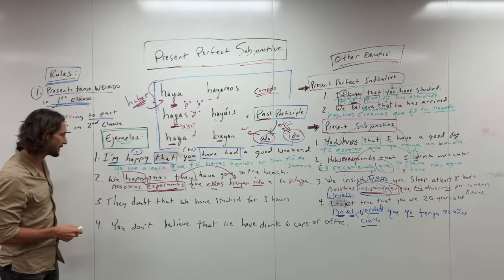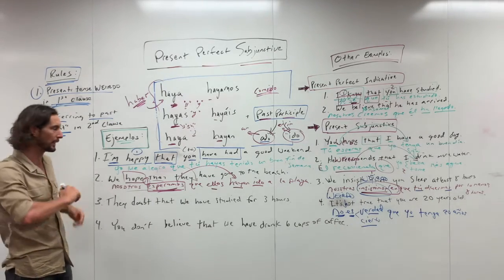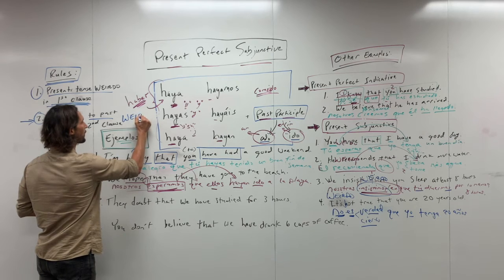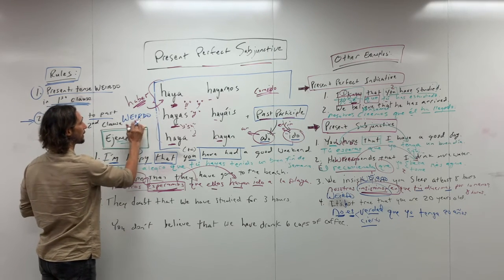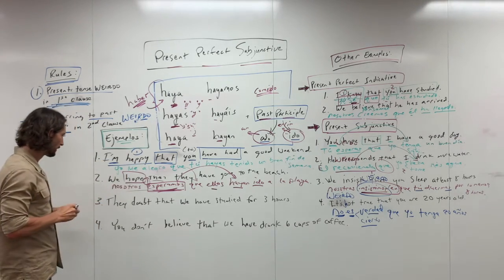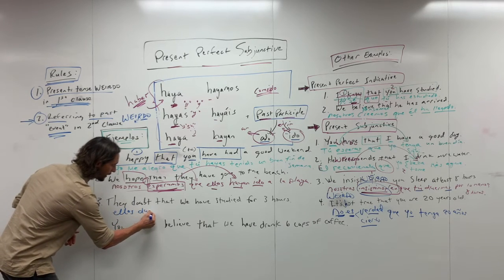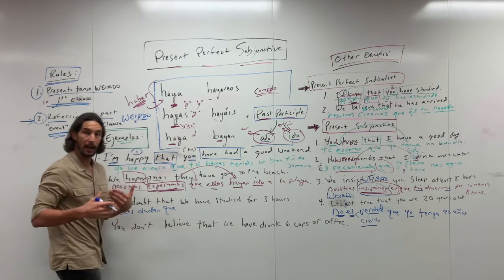So we have, they doubt that we have studied for 3 hours. So we have doubt, disbelief, denial, which is of this weirdo. Let's see if I can spell it right. It's D, doubt, disbelief, and denial. And so let's have a look at this. They doubt, so let's just go with ellos. Ellos dudan que, right? They doubt that, right?